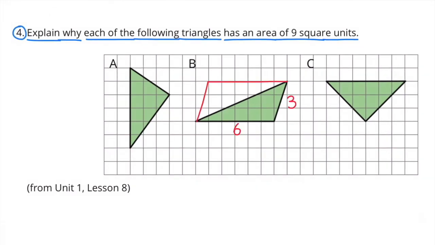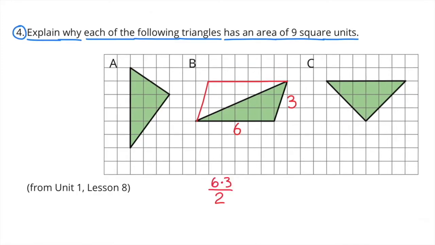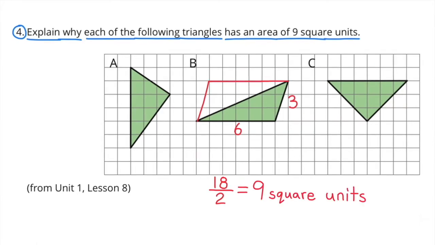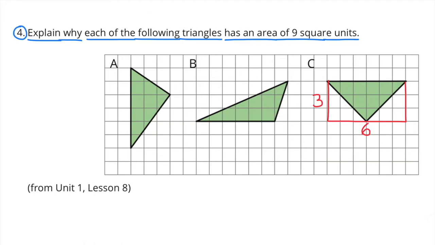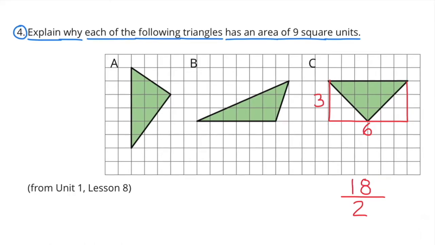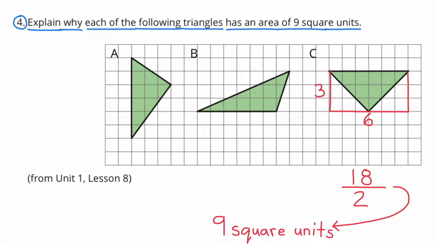The area of triangle B is going to be half of its base times its height, or half of 6 times 3. 6 times 3 is 18. 18 divided by 2 is 9. The area of triangle B is 9 square units. The area of triangle C is going to be half of its base times its height, or half of 6 times 3. And 6 times 3 is 18. 18 divided by 2 is 9. The area of triangle C is 9 square units.